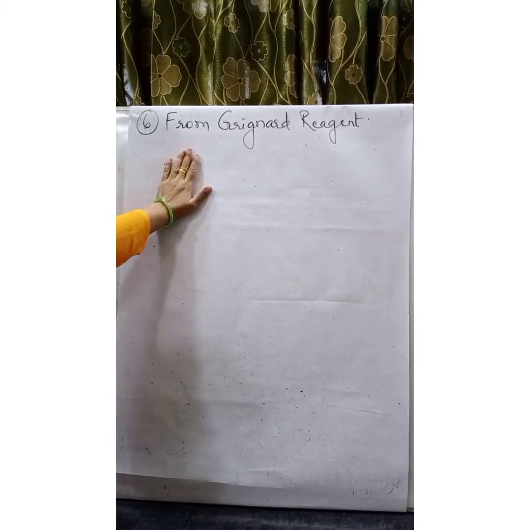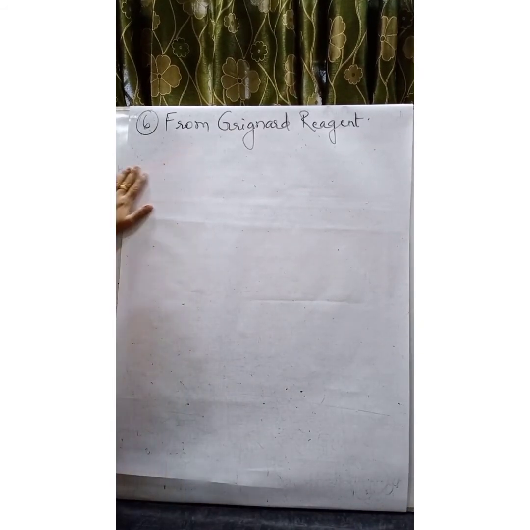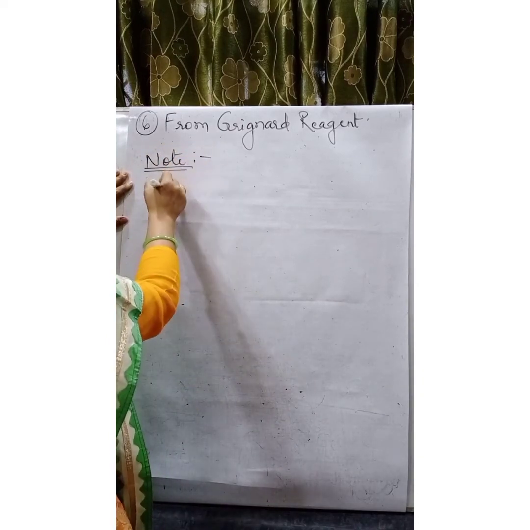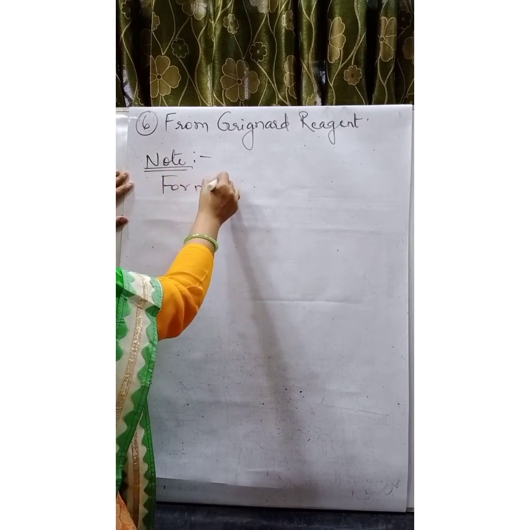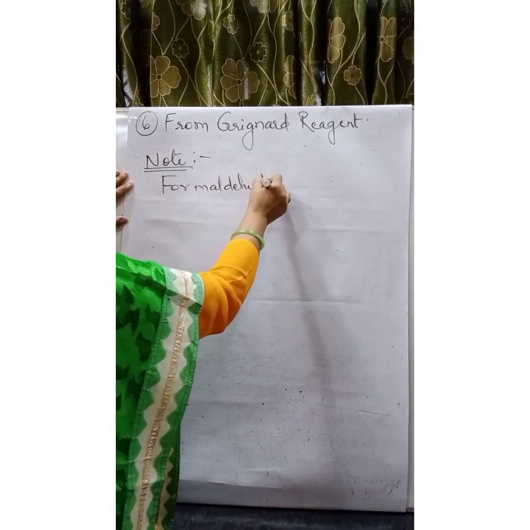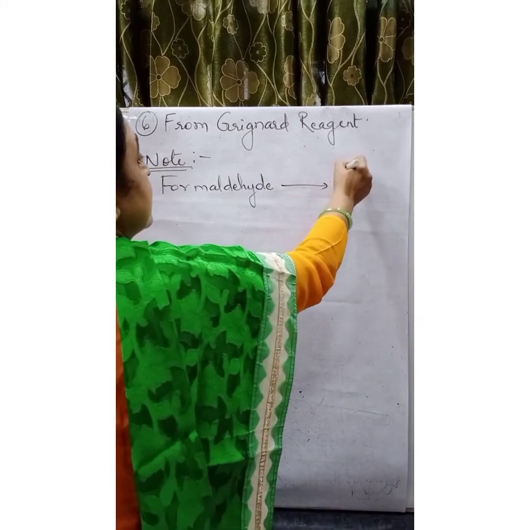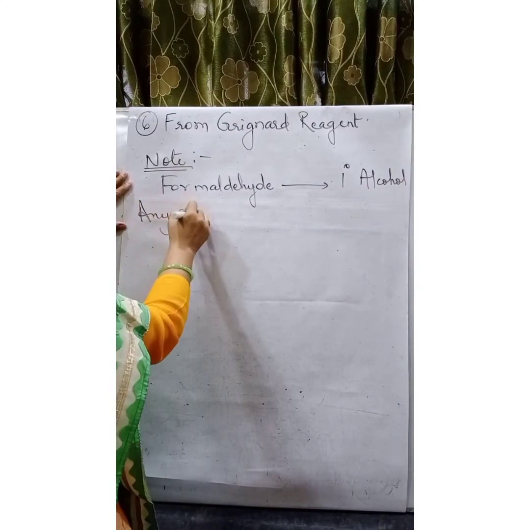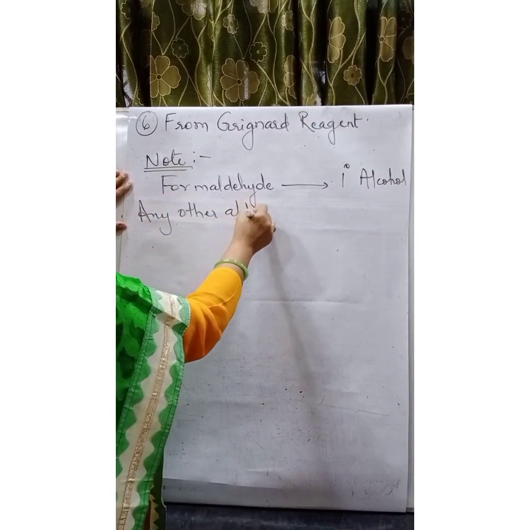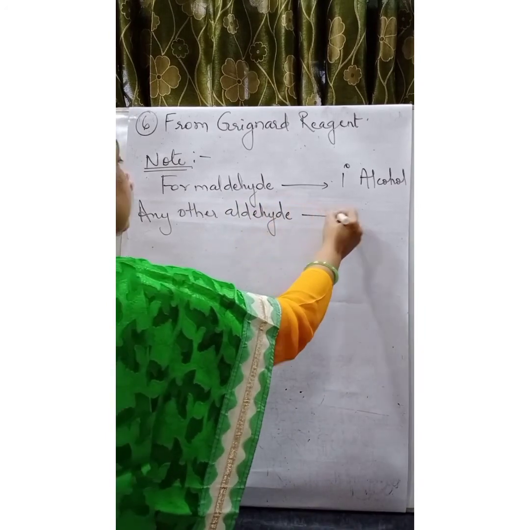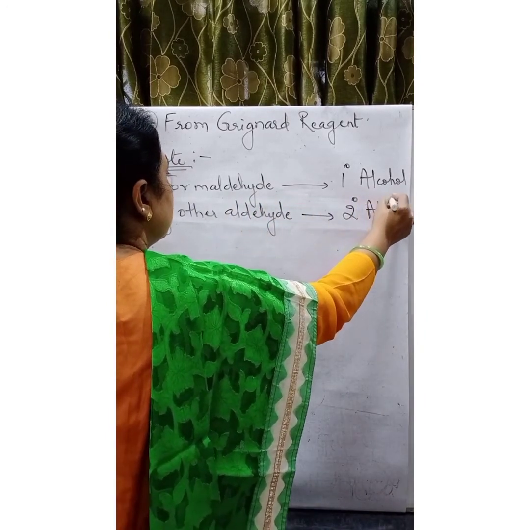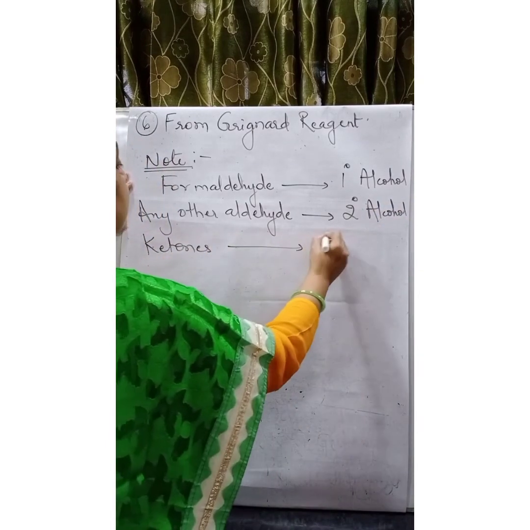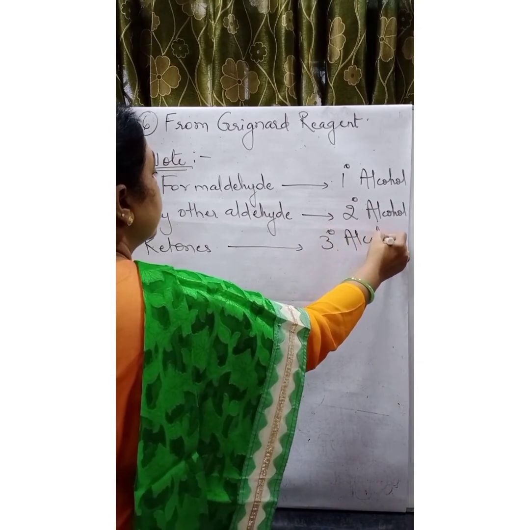Lastly, we can prepare alcohols from Grignard reagent. Keep this note in mind. Formaldehyde, on treating with Grignard reagent, always gives 1 degree alcohol. Any other aldehyde on treating with Grignard reagent will give 2 degree alcohol. And ketones on treating with Grignard reagent give 3 degree alcohol.